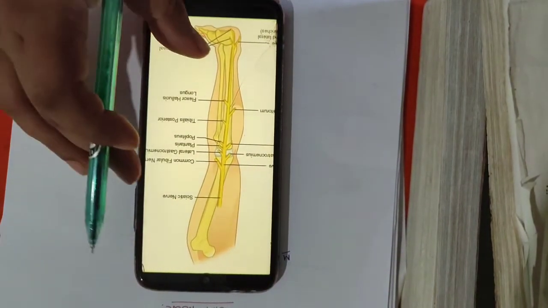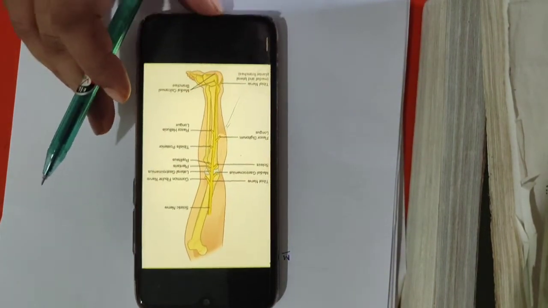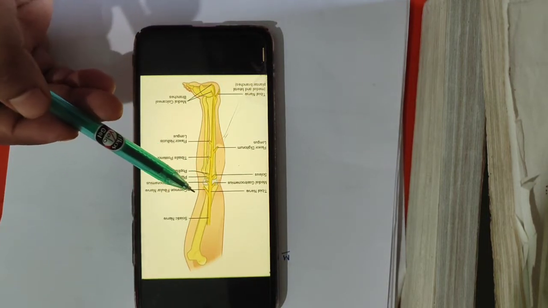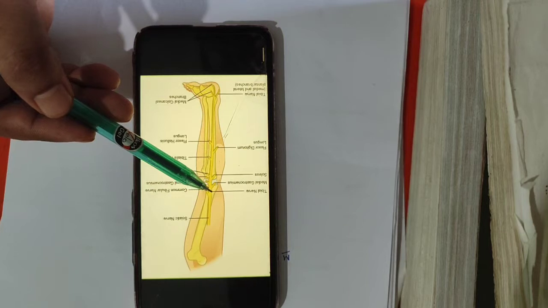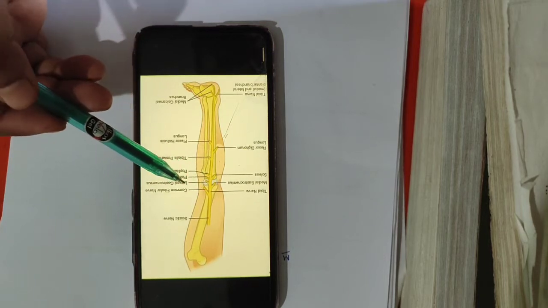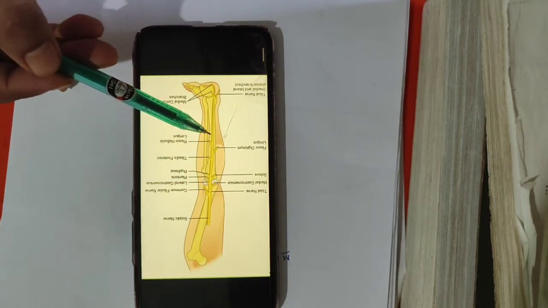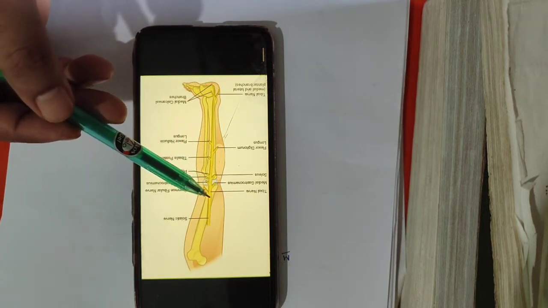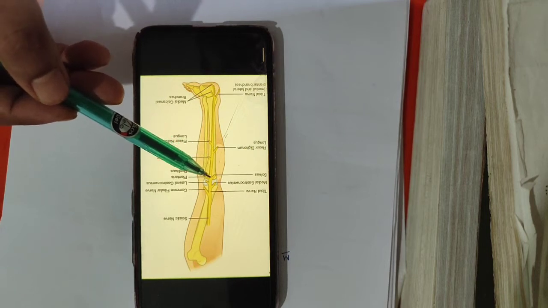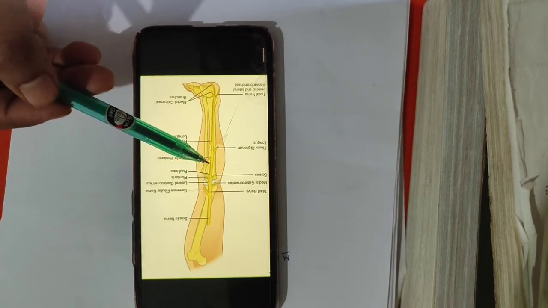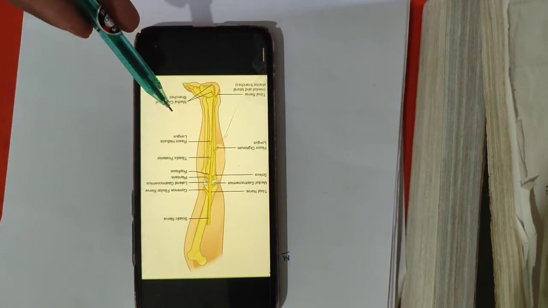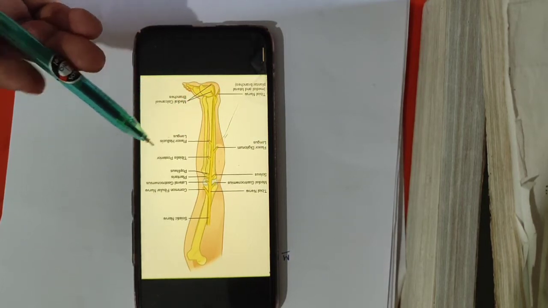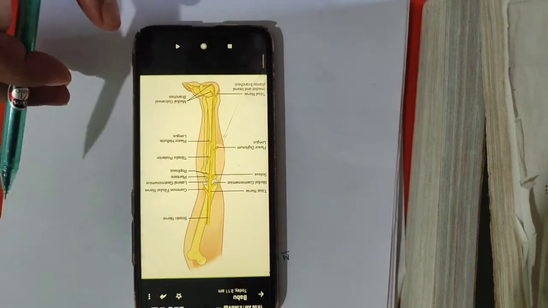This is another picture showing the tibial nerve. This is the tibial nerve, and this is the area of the popliteal fossa. The sciatic nerve divides into two parts: the tibial nerve and the common peroneal nerve. Then it goes downwards up to the sole of the foot. During its course, it gives various articular branches, muscular branches, and also cutaneous branches. I have discussed it later.